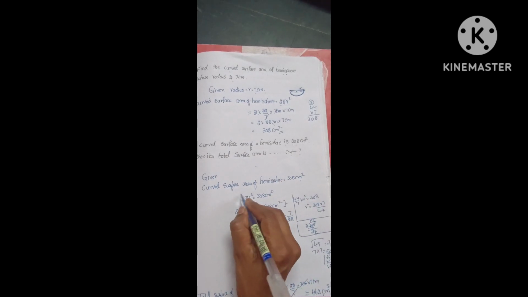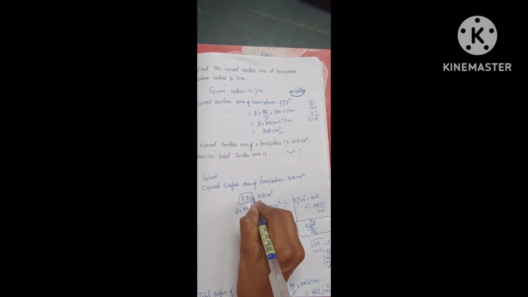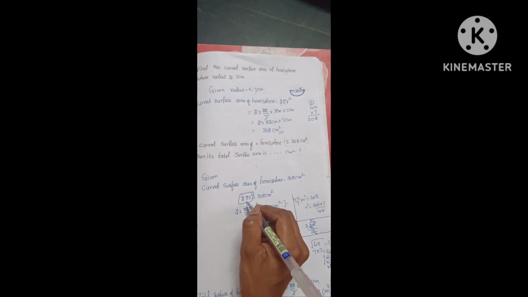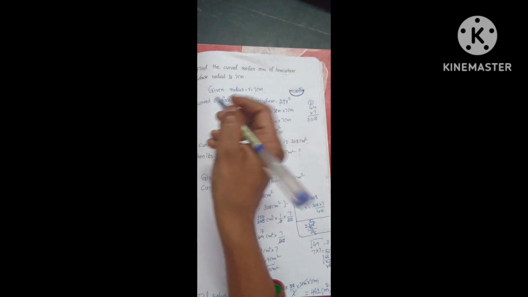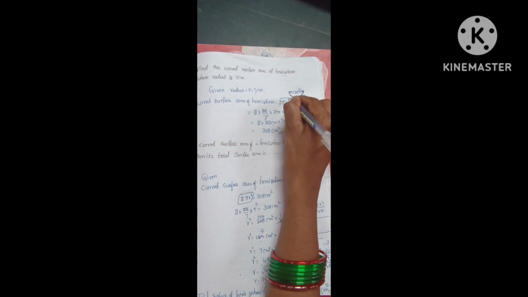So in this problem, we use the formula: curved surface area of a hemisphere is 2 pi r square. Again, in this also, the curved surface area of a hemisphere is equal to 2 pi r square. But here we did the problem in two ways. If the radius is given, using the radius you can find the curved surface area of the hemisphere. But if the curved surface area of a hemisphere is already given, you can find the radius. Using that radius you can find the total surface of a hemisphere.